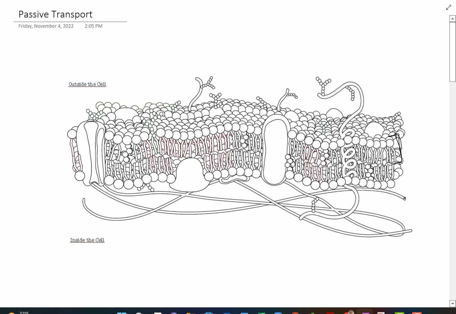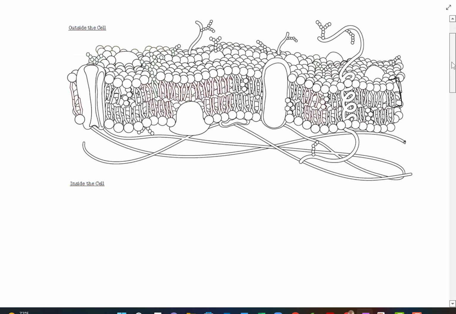Remember, the way that we've been drawing it is, let me scroll down just a little bit. We've been drawing it like this. Here we have the polar head. Remember, that's made of phosphate. That's going to be what gives it charge. We also have nonpolar fatty acid tails.